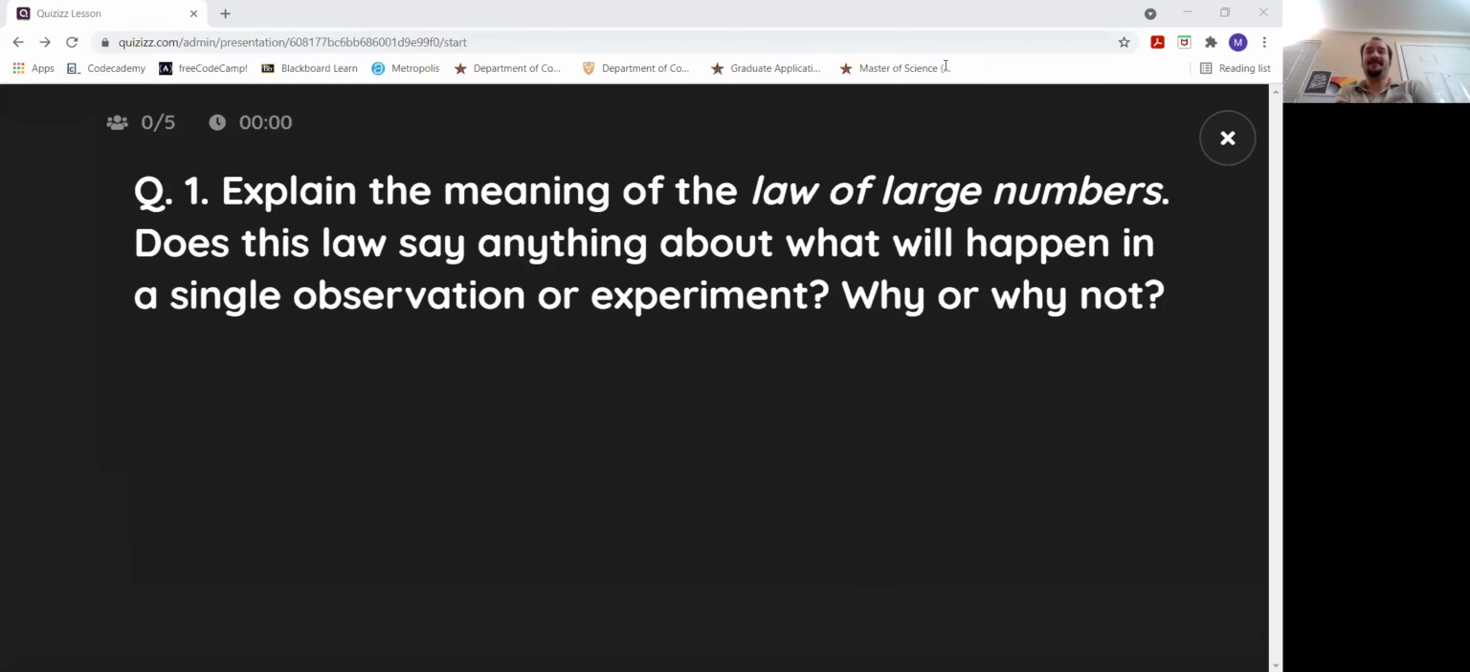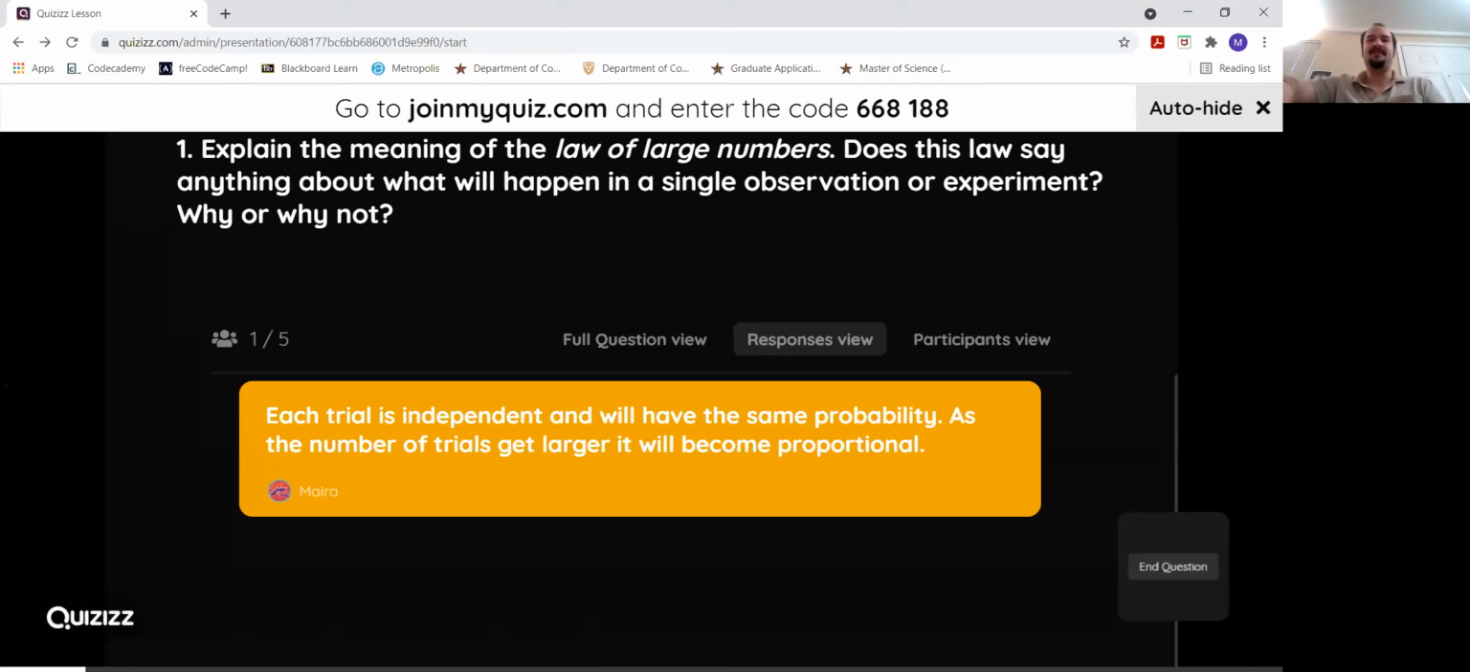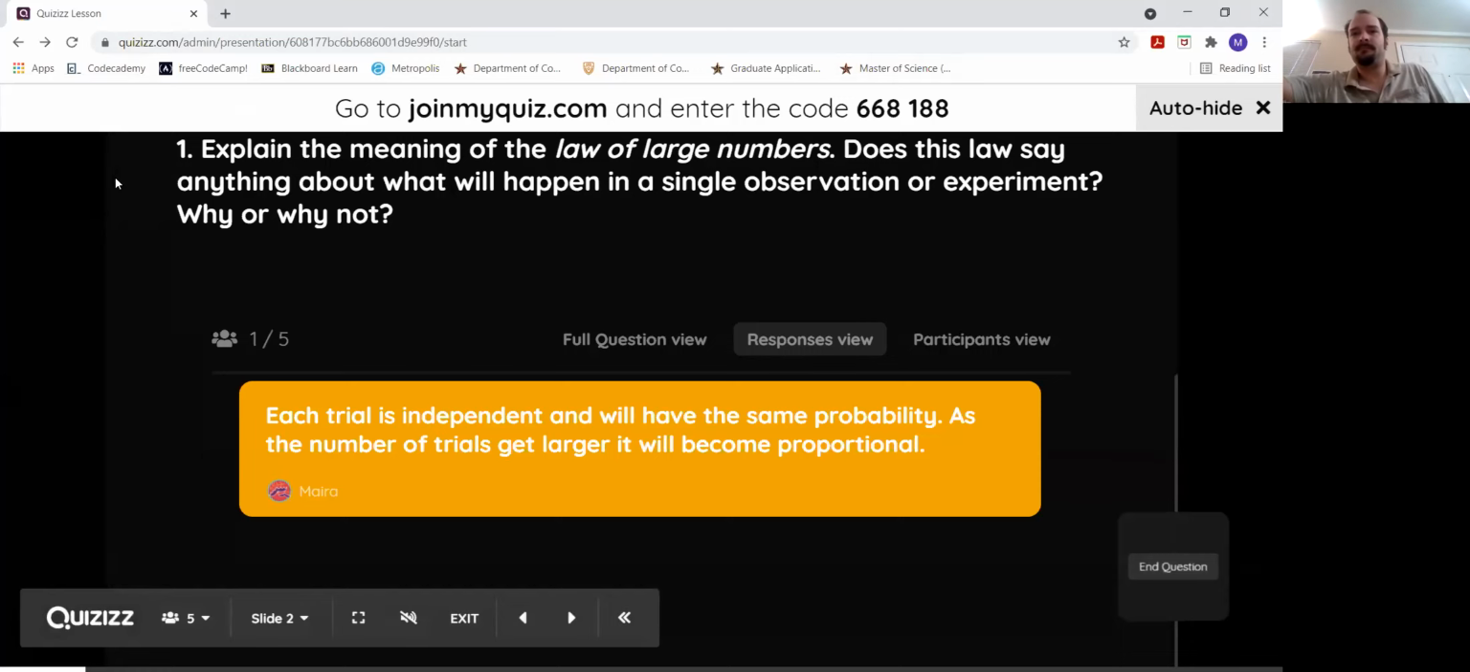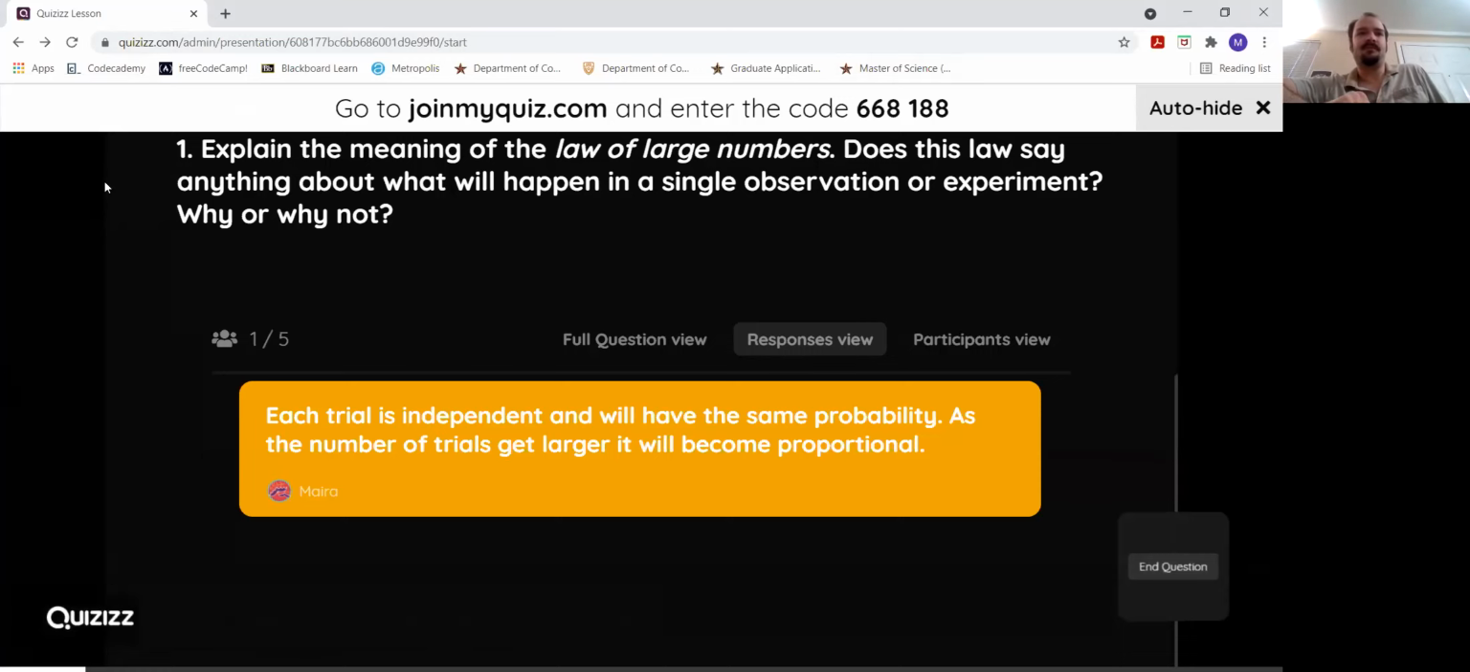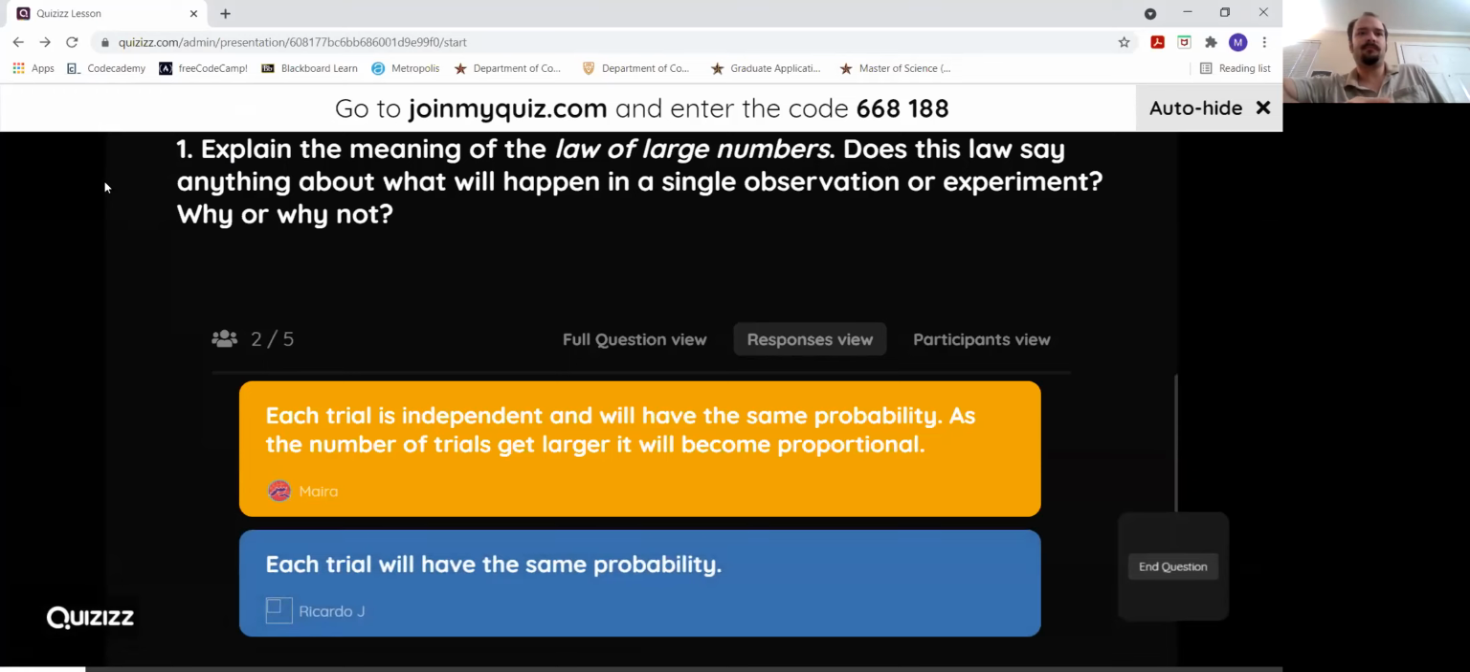Spend as long on the homework as it takes to get through the homework. Trials independent, yeah. And so if you're doing independent trials, they're all going to have the same probability. But does the law say anything about that?